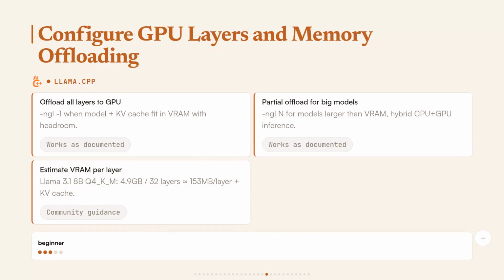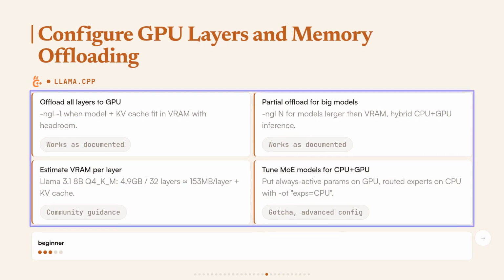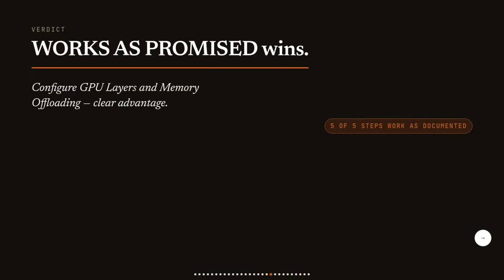The gotcha: there's no universal optimal NGL value. It's model times VRAM times quant, specific to your setup every time. Advanced MoE tuning, routing experts to CPU with --override-tensor, exists, but it's not beginner territory. That's your starting point for planning offload.